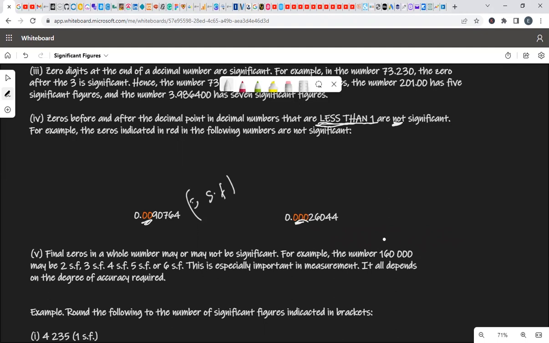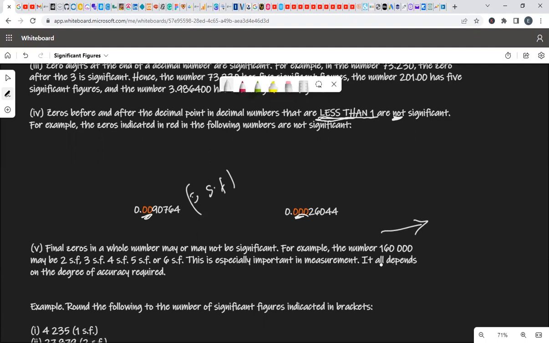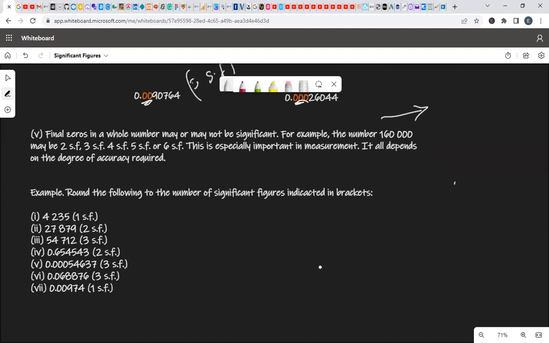Remember, the significance of a digit decreases towards the right. So the degree of accuracy will determine which of these 0s is significant or not. And this is especially important in measurement. Okay? So with that knowledge, now let's take one example.